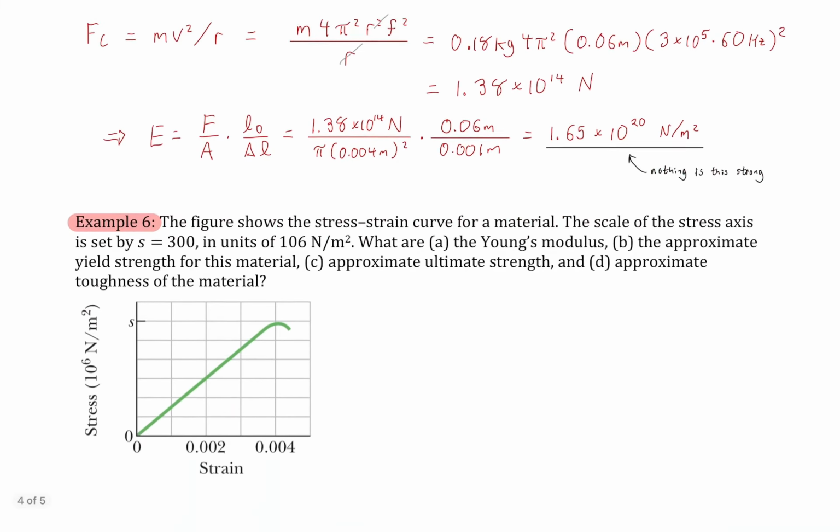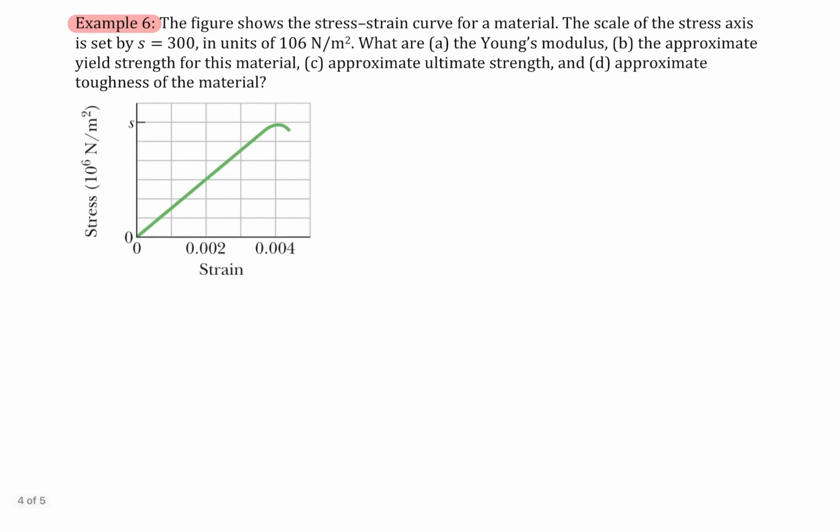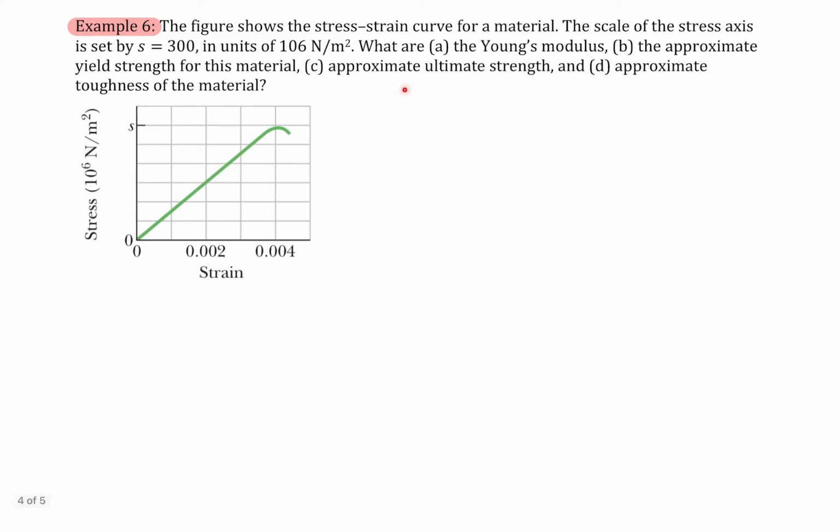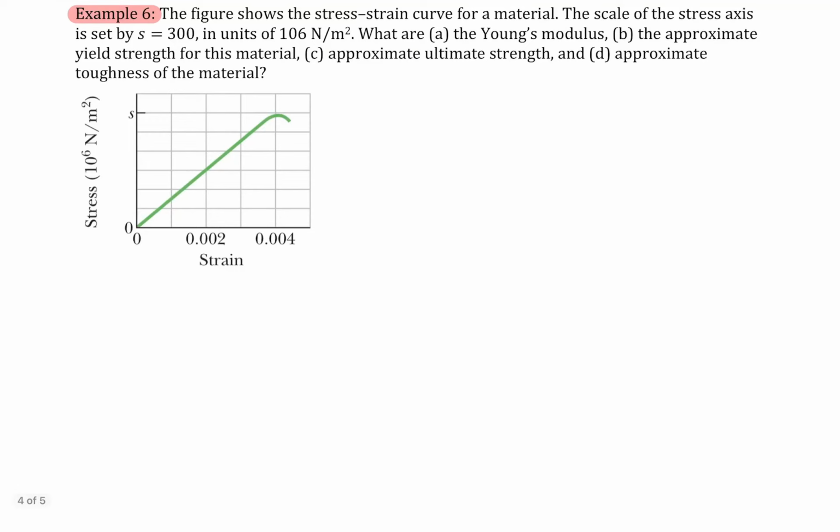Okay? All right. So let's look at our last example here, example 6. This one is about interpreting a stress strain graph. It's a good way to finish off by referring back to the key terms and some of the key ideas, which is a big part of this material because computationally it's not terribly difficult. The figure shows the stress strain curve for a material.